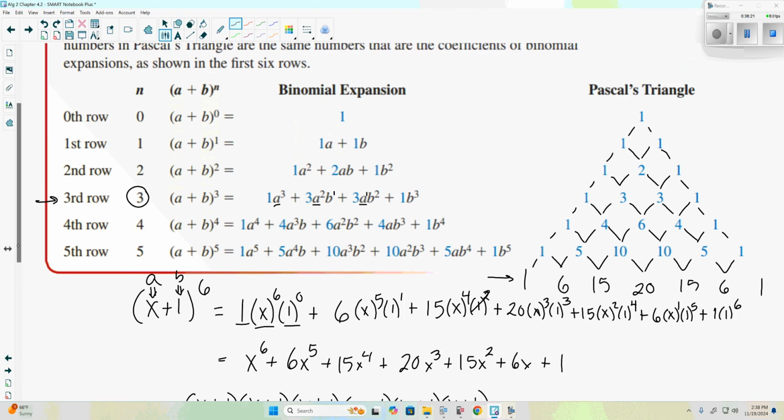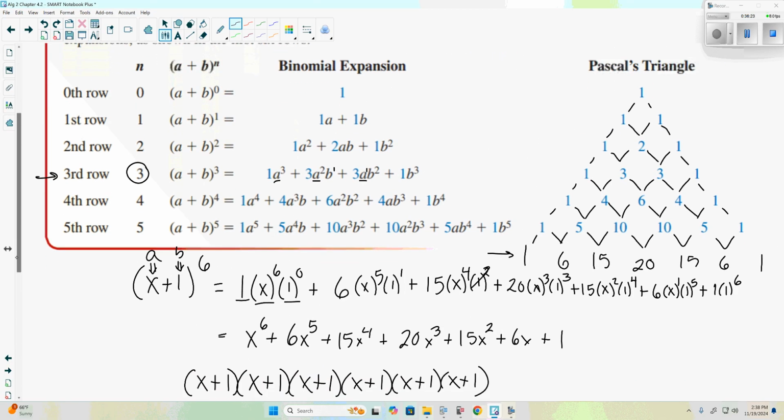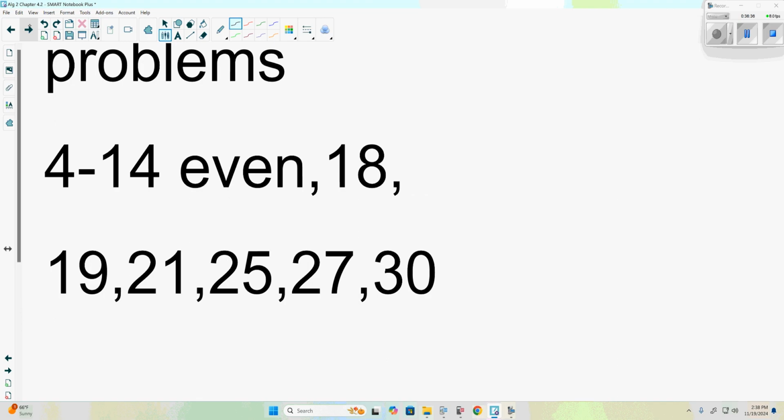Now, when we come back from Christmas break, I will put up a tree. It's one that I hand-drew. It's Pascal's Christmas tree. So it will be Pascal's triangle made up like a Christmas tree. But that's it.